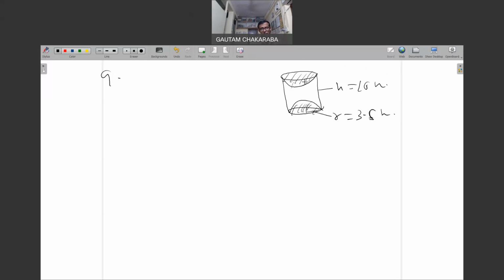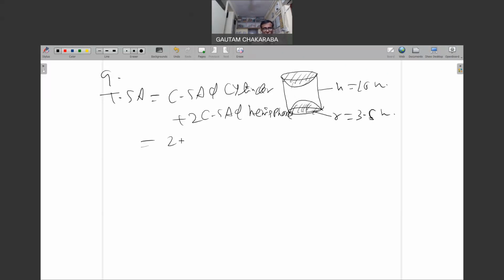Total surface area means CSA of cylinder plus CSA of hemisphere, because these two sides are closed, not closed, open. So TSA is CSA of cylinder plus 2 times CSA of hemisphere: 2 pi r h plus 2 into 2 pi r square. 2 pi r common, h plus 2r.